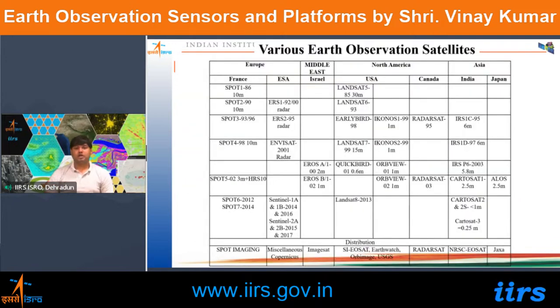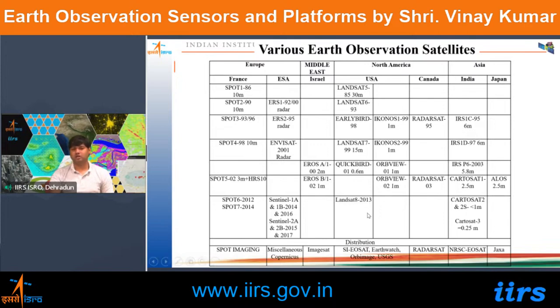Now coming to various Earth observation satellites, many satellites have been launched by different space agencies. From Europe, we have the Spot series of satellites. The latest are Spot 6 and 7, with the purpose of generating high spatial resolution data of the entire Earth. From the European Space Agency, we have the Microwave series and the Sentinel series of satellites. Sentinel-1 is the SAR data provider, and the Sentinel-2 series provides multispectral data with 10 meter spatial resolution.